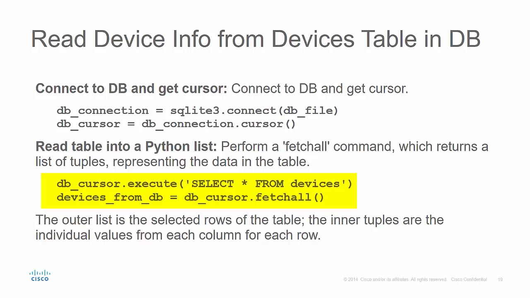After we have executed this SQL command, we perform the function fetchall, which will take all of that data from the table and put it into Python data structures that will be stored in devices from DB. What we will end up with in this situation is a list of tuples. The list will be the list of all the devices, and the tuples will represent one item for every field in our table. This is how you will read and write information from a database in Python.